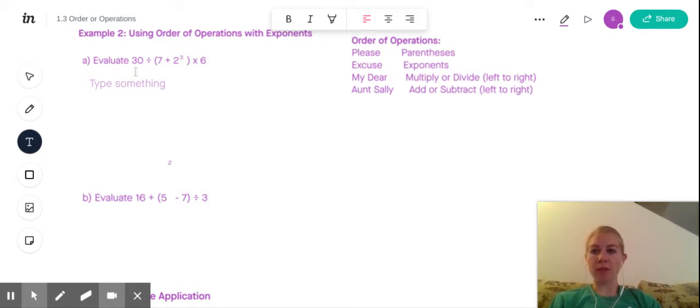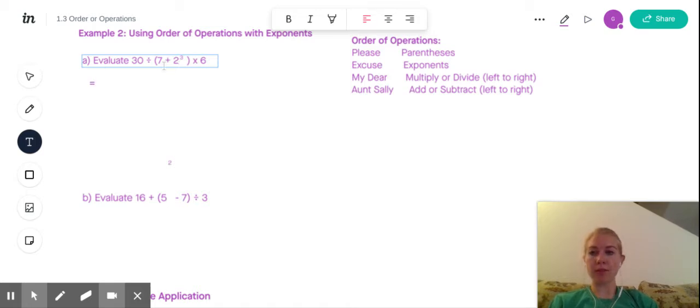Okay, so first we're going to evaluate 30 divided by, and then 7 plus 2 to the third power in parentheses, times 6. Okay, so let's look at our order of operations here. Our first one is please, parentheses. Do we have any parentheses within our expression? Yes, we do. We have 7 plus 2 to the power of 3 within our parentheses.